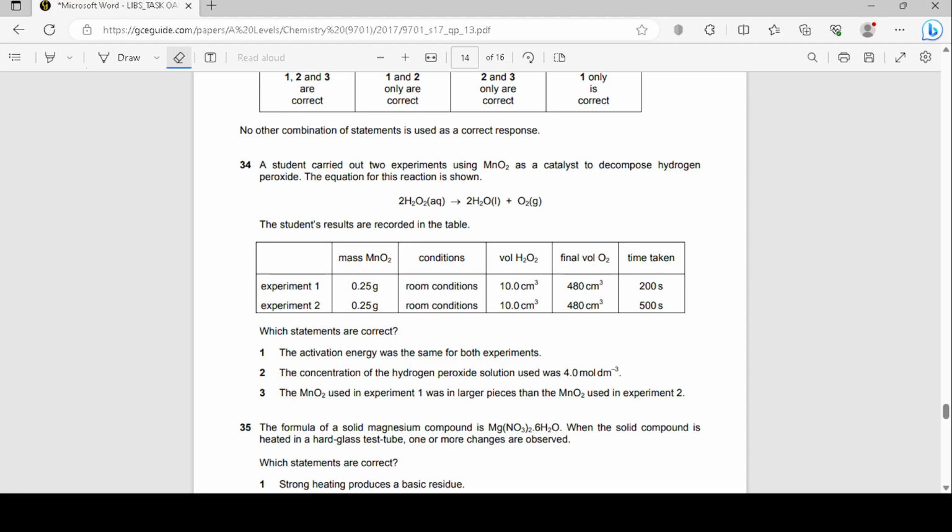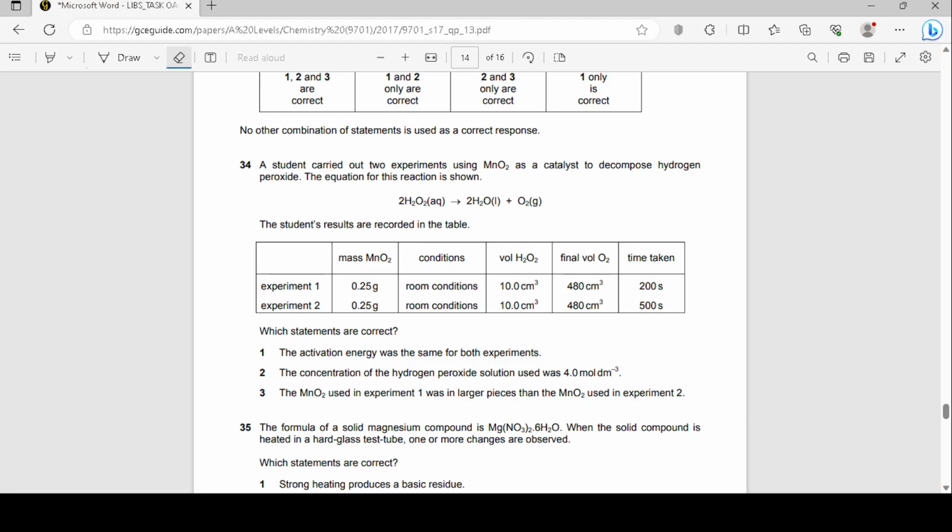A student carried out two experiments using NO2 as a catalyst to decompose hydrogen peroxide. The equation for this reaction is shown: 2H2O2 gives you 2H2O plus O2. The student's results are recorded in the table. Which statements are correct? The activation energy was the same for both experiments.